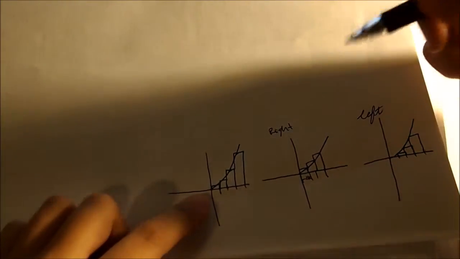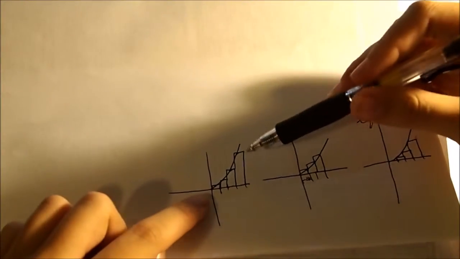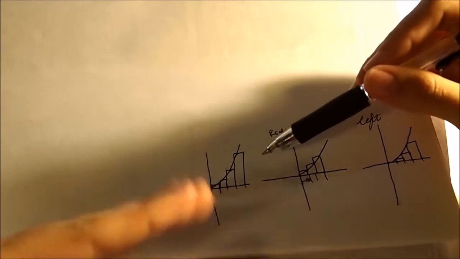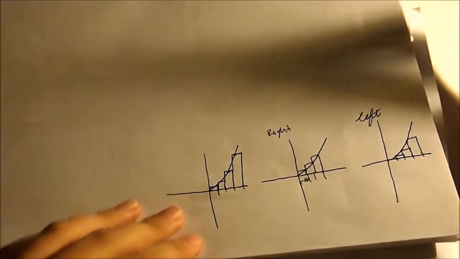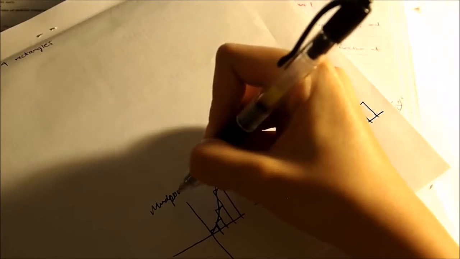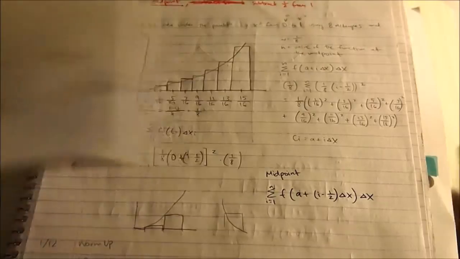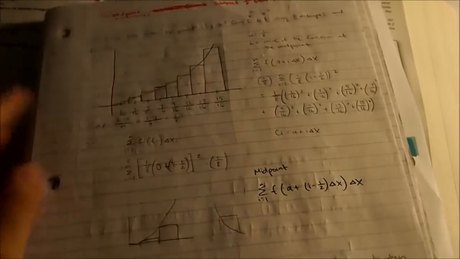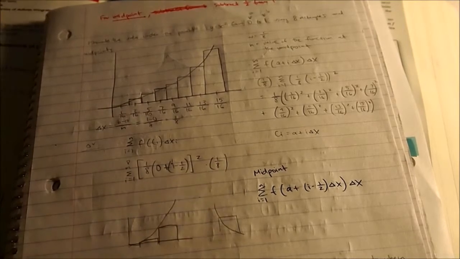The picture might be a little bit off, but part of each rectangle should be inside the curve and part should be outside. And this is the midpoint Riemann sum. So those are the three Riemann sums, right, left, and midpoint, and you'll need to know those equations.